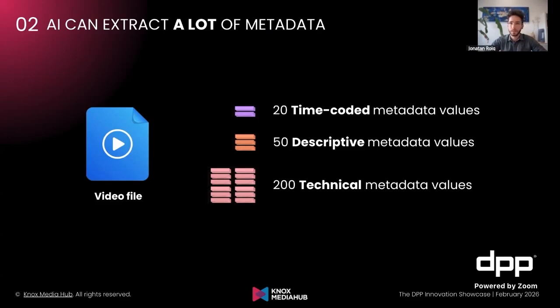Then we have a few descriptive metadata values that may describe the asset, probably what actors are in the file, maybe the show name, seasons, and so on. And then around 200 technical metadata values, which is essentially information about the file itself and the codecs and so on. So this is what we were seeing traditionally.